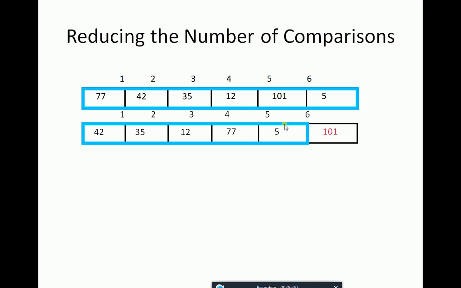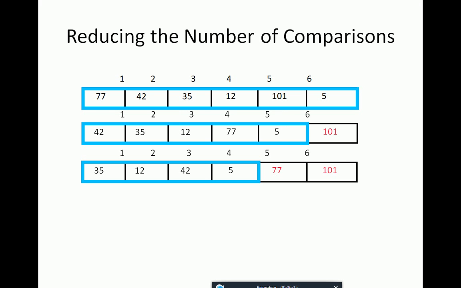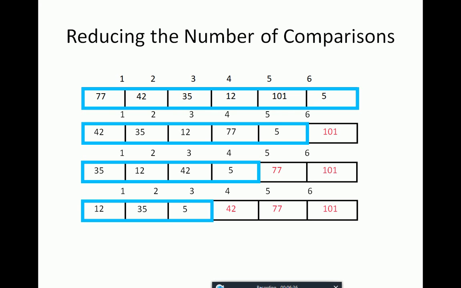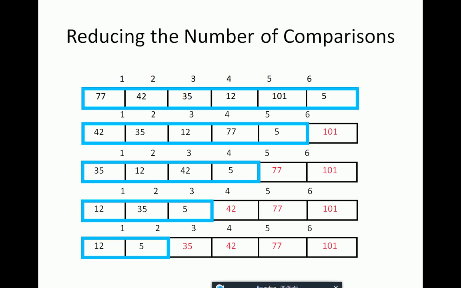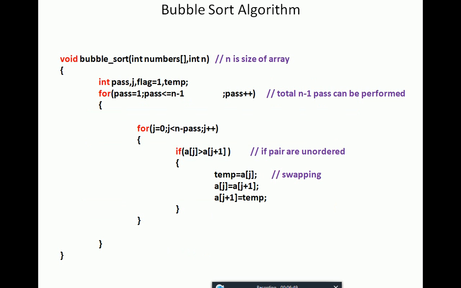In the second pass, we need to perform only 4 comparisons. In the third pass, we need to perform only 3 comparisons according to this particular diagram. Every time the number of comparisons is reducing by 1. So the passes are increasing, but the comparisons in each pass decrease by 1. In the last pass, only one comparison is needed. This is the algorithm of bubble sort. It is a Turbo C version of bubble sort.